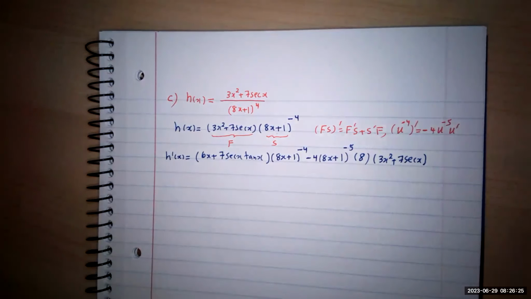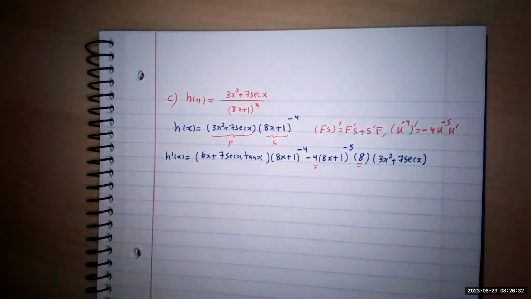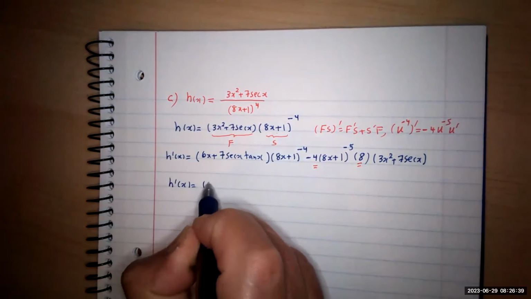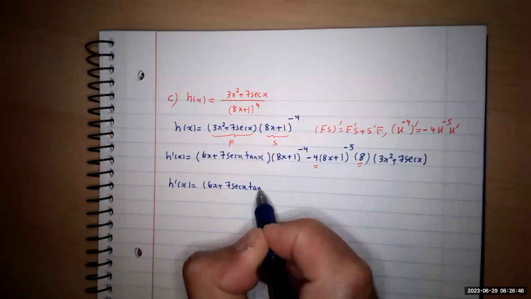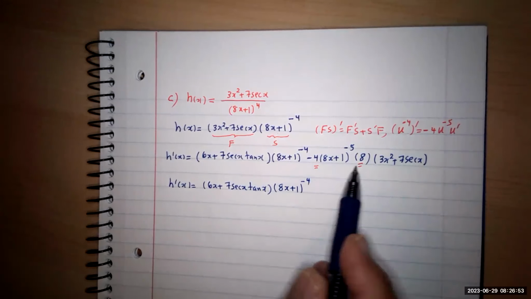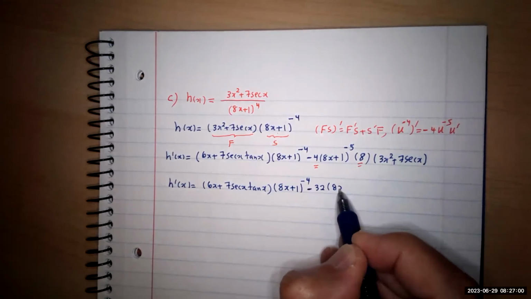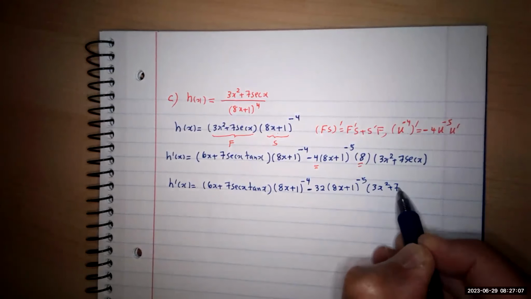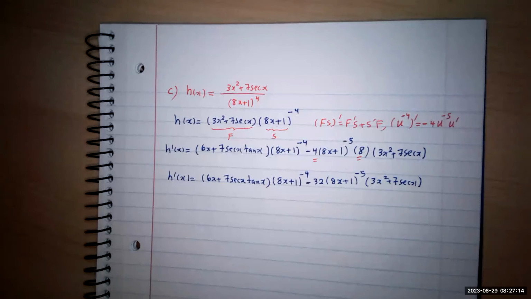But you have monomials here, you see. You have the 8 and the 4. Multiply them together and we put it up in front as a coefficient. So h prime of x equals 6x plus 7 secant of x tangent of x. Repeat this one, (8x plus 1) to the negative 4. Now 4 times 8 would be 32. So minus 32 times (8x plus 1) to the negative 5 times (3x squared plus 7 secant of x), the final answer. You see? That would be easier to handle.